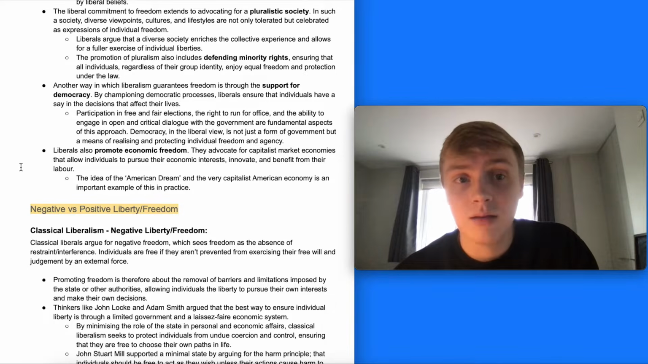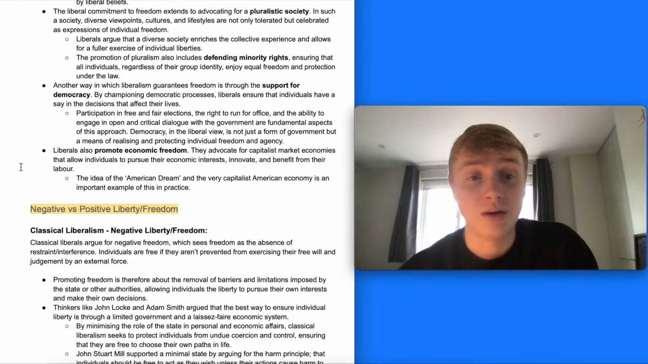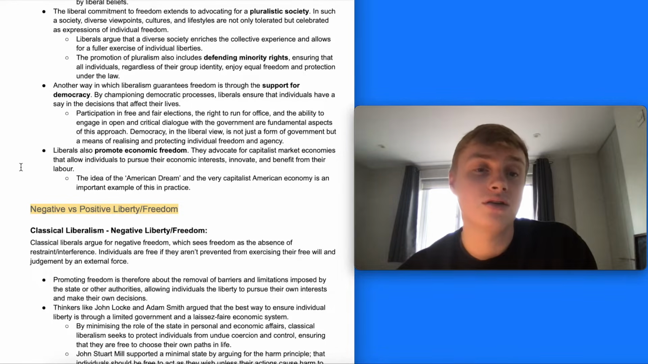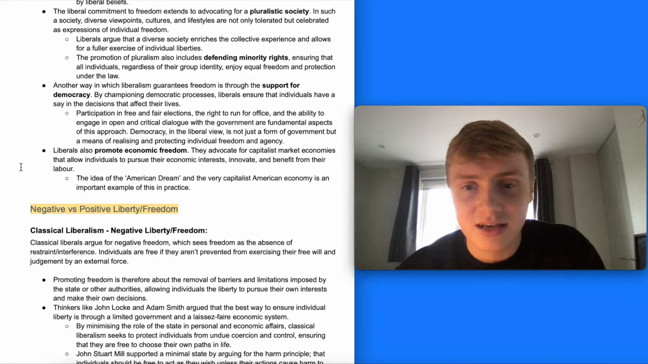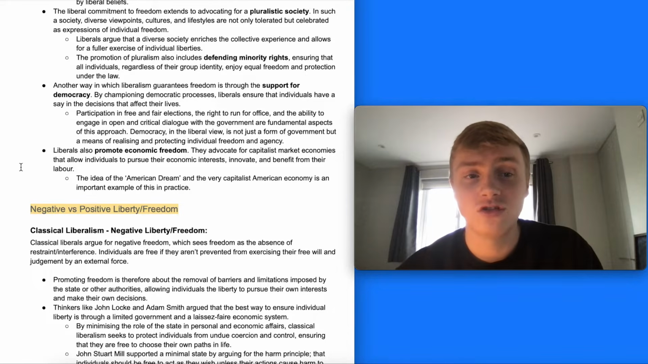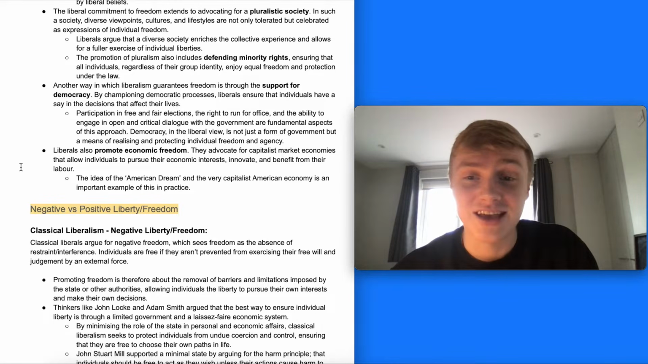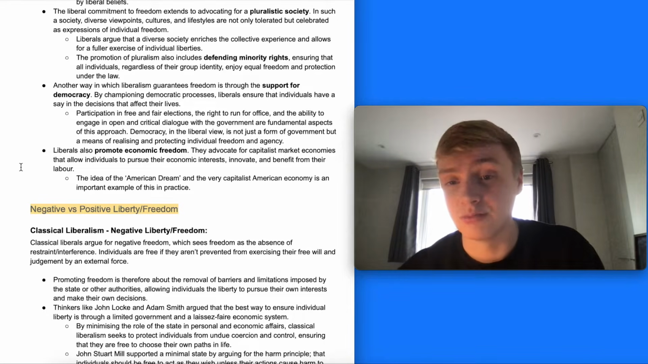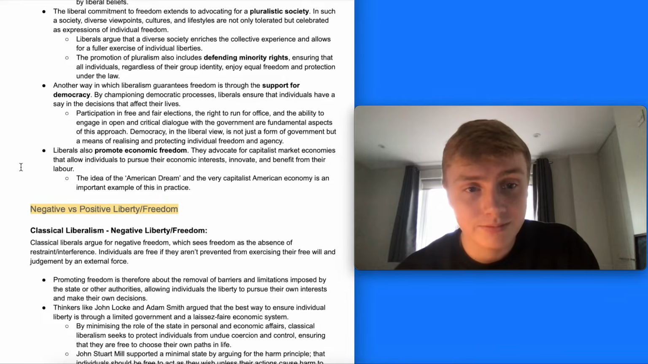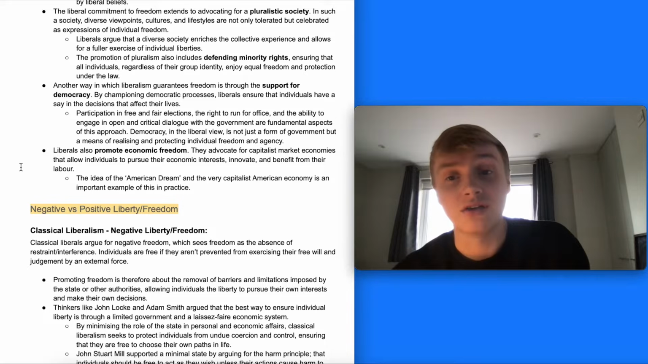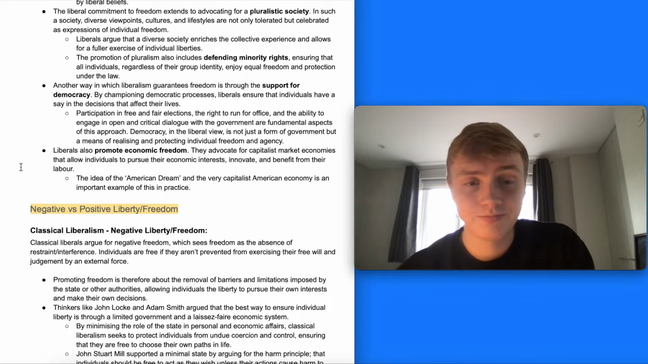Crucially, another way they seek to guarantee and promote freedom is through their support for democracy, for liberal democracy. So participation in free and fair elections, the right to run for office. They believe that this democratic political system is not just a form of government, but a means of realising and protecting individual freedom. And it reflects their opposition to arbitrary government that isn't based on consent. And then crucially, they also promote economic freedom, and that really underlies their emphasis on capitalism.